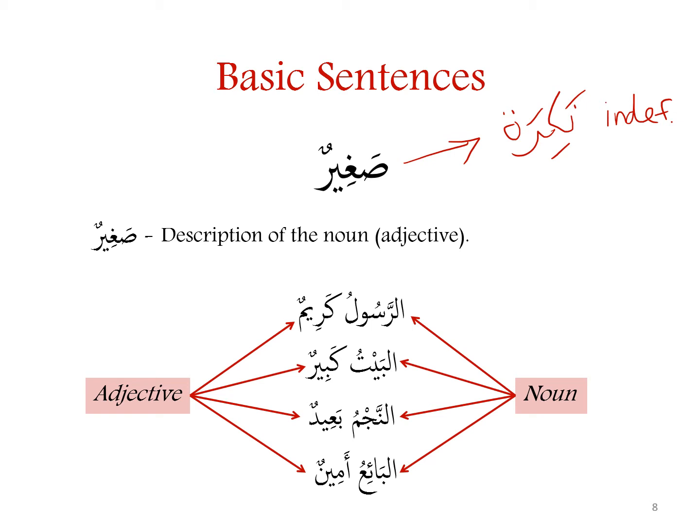Let's have a look at these examples here. We have ar-rasulu karimun, al-baytu kabirun, an-najmu ba'idun, al-ba'i'u aminun. So these are full sentences and they have to follow that structure. The first word has to be a definite noun followed by an indefinite adjective to give you this full sentence. We can't swap that order. It needs to follow this structure.